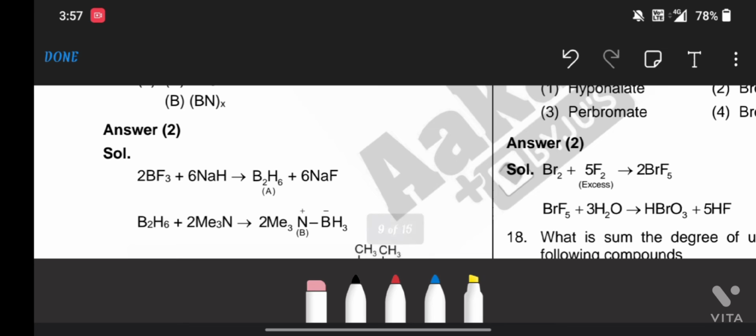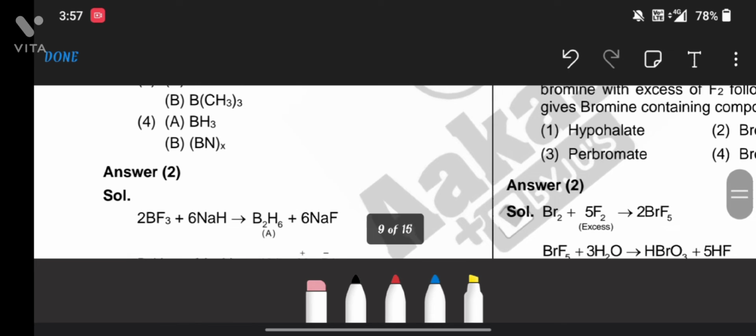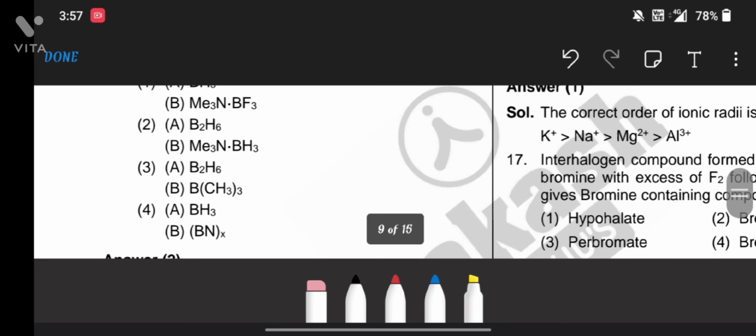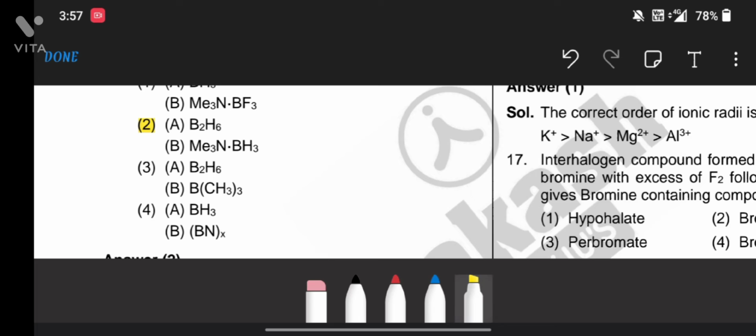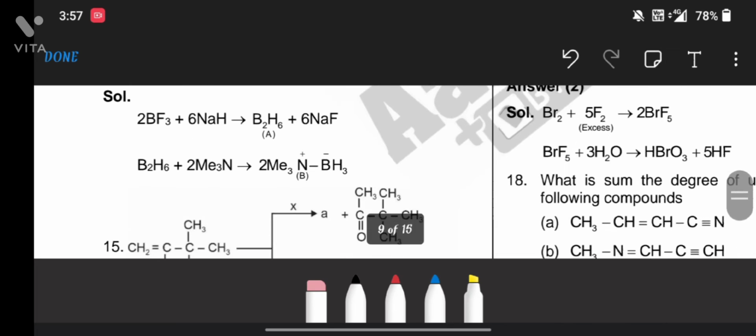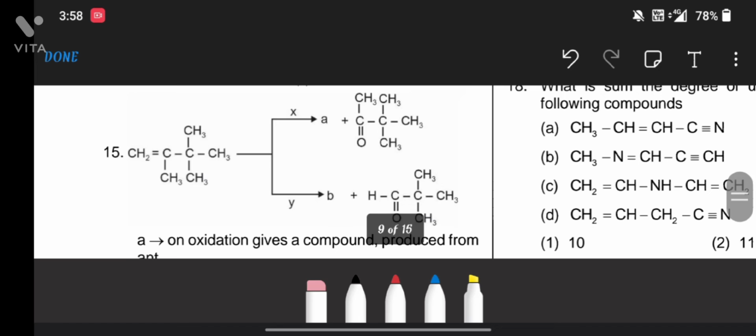This B2H6 plus 2Me3N gives 2Me3N·BH3, because two is there. So option 2 is the correct option for question number 14. Moving on to our next question, that is question number 15.